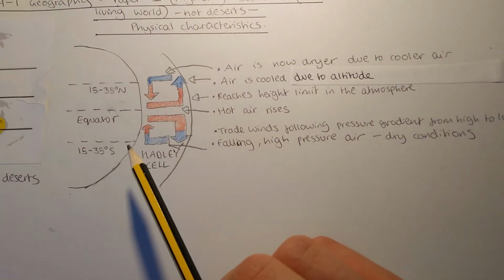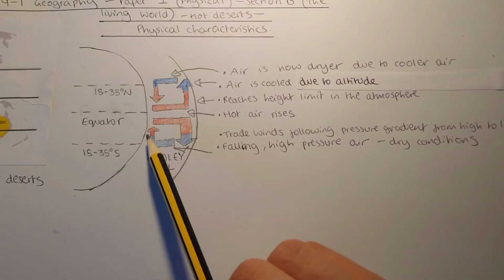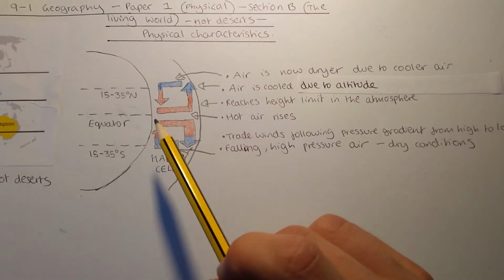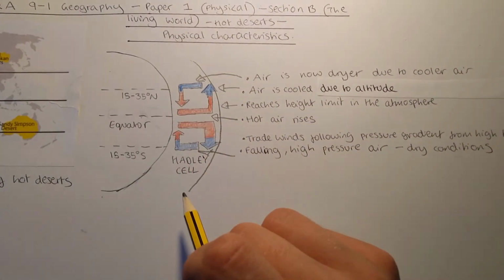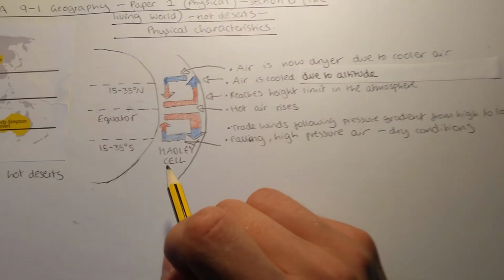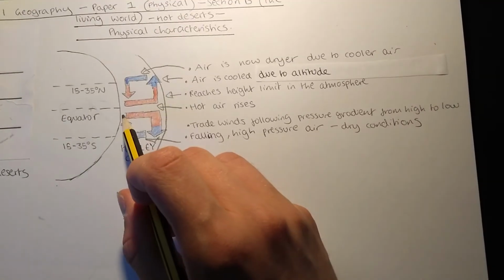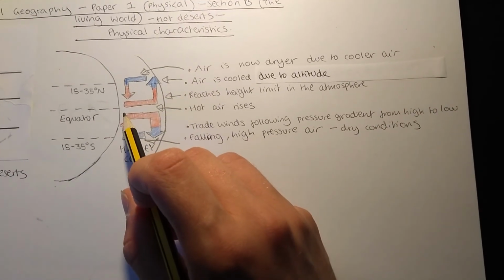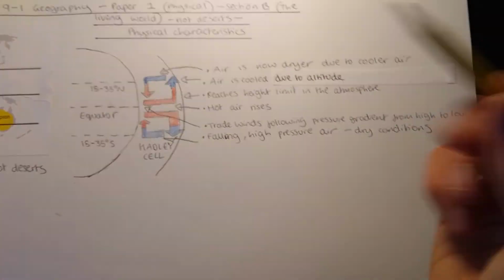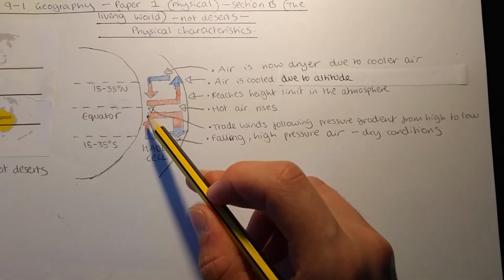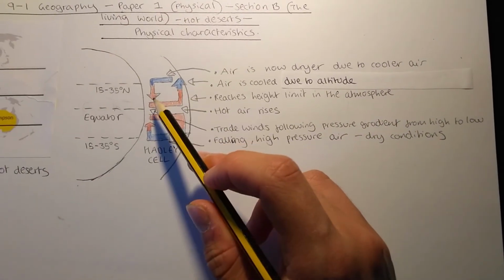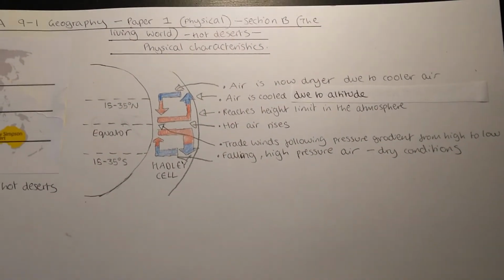Now, once the air has fallen, trade winds are going to push the air north or south towards the equator where the hot air once was. This is because the trade winds follow a pressure gradient which moves from high to low, the low pressure being where the hot air is. And once it reaches this stage, the air rises again and the Hadley cell continues the cycle.